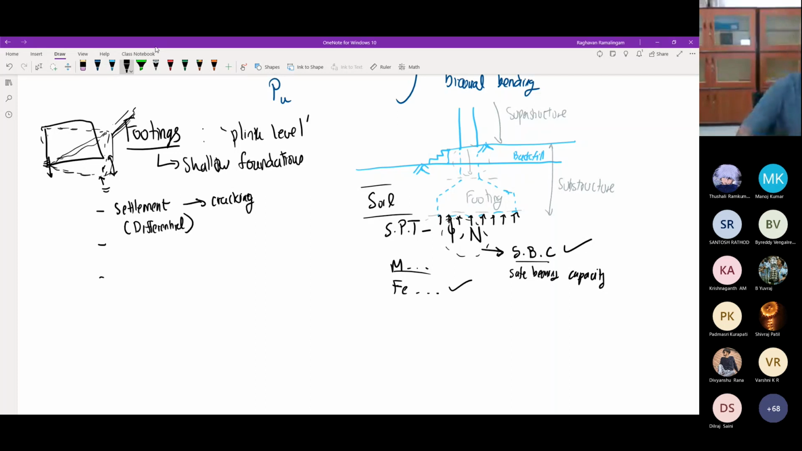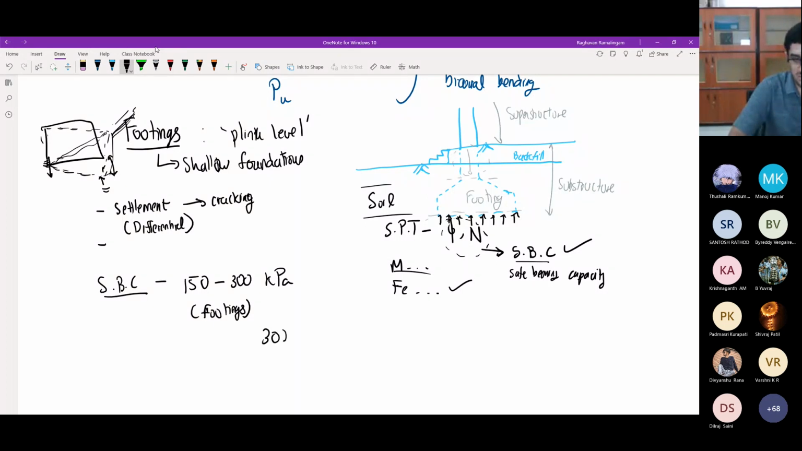Okay. So now coming to this SBC. In general, typically we'll have ranges of something between 150 to say about 300 at most in many cases, kilopascals. Okay, 150 to 300 kilopascals. This is the normal range of SBC, in which you can very comfortably use normal types of footings. So this is for soil.